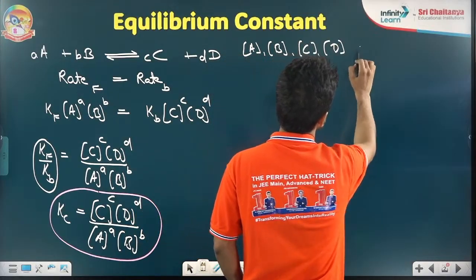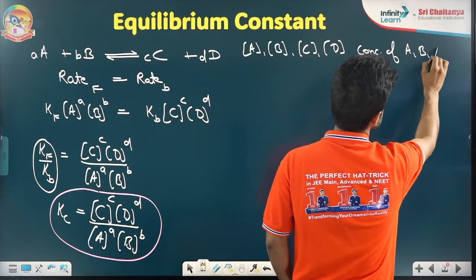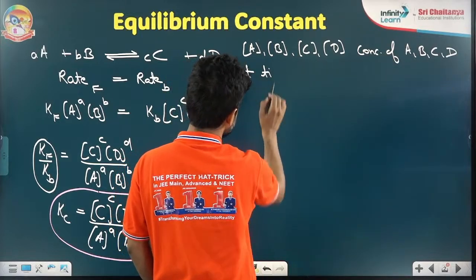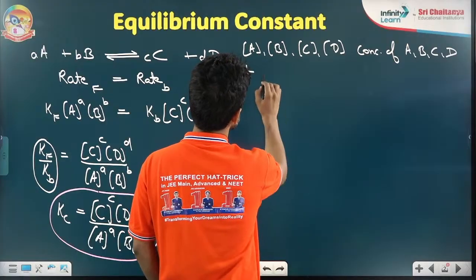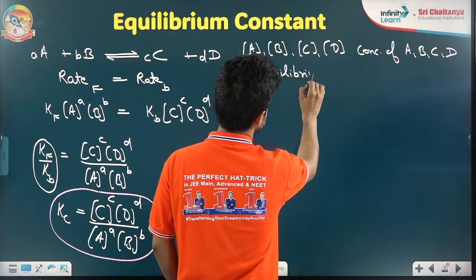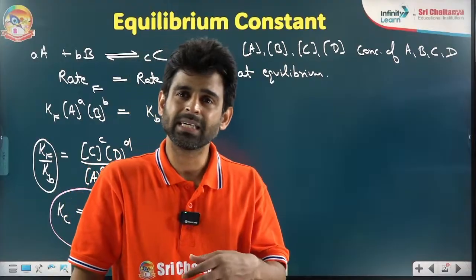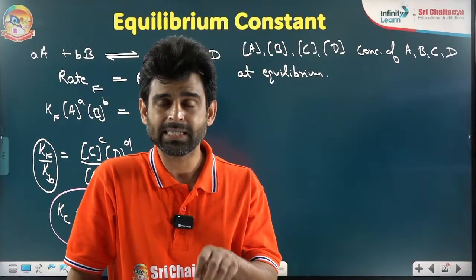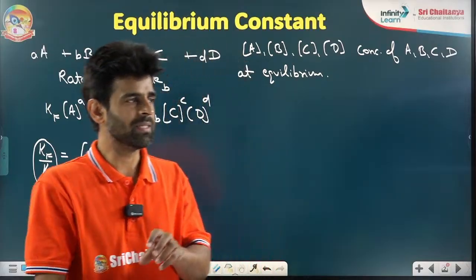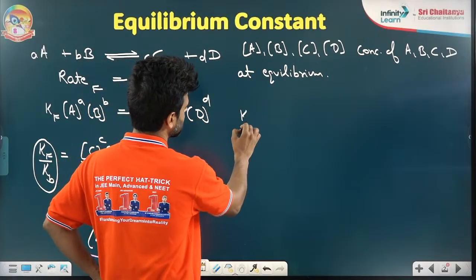What are these? Concentrations. These are the concentrations of A, B, C, and D at the time of equilibrium, or I can say at equilibrium. You cannot take these as initial or final. These are at equilibrium. When equilibrium is established, what are the concentrations of A, B, C, D?